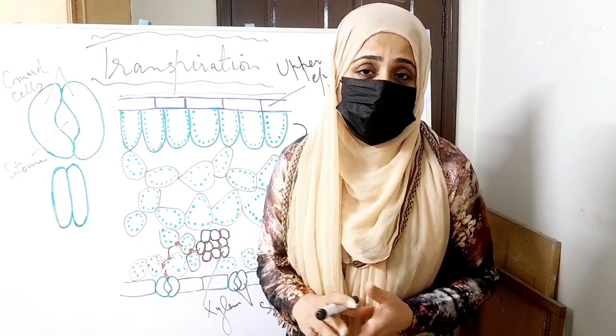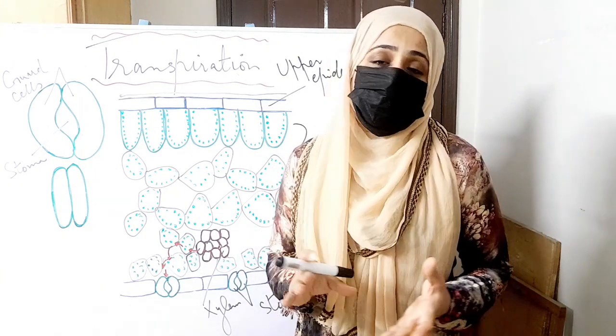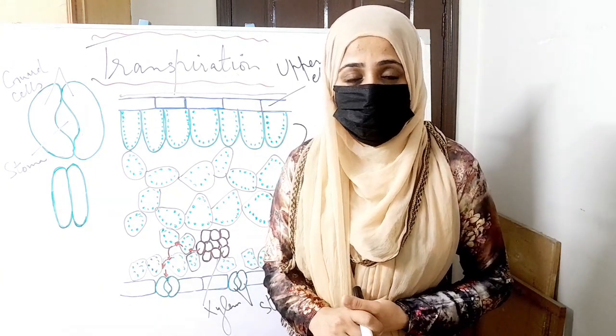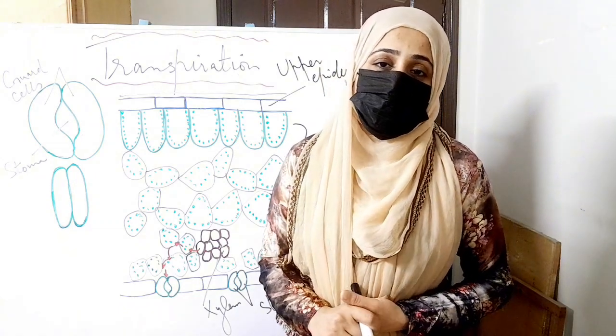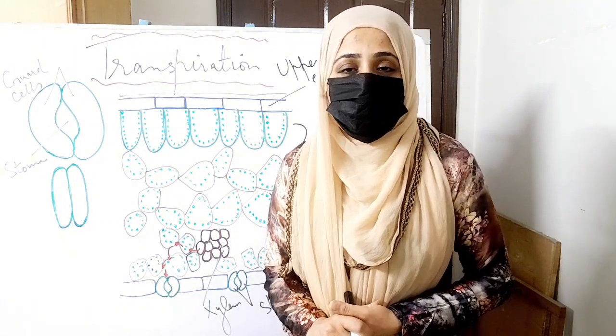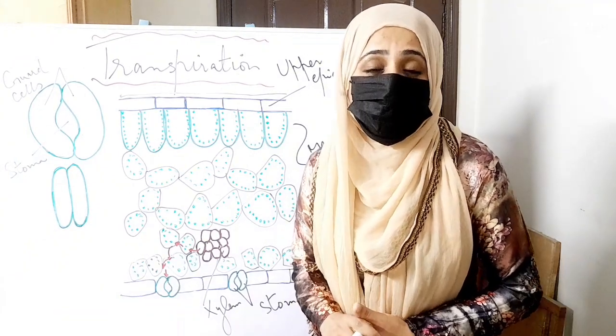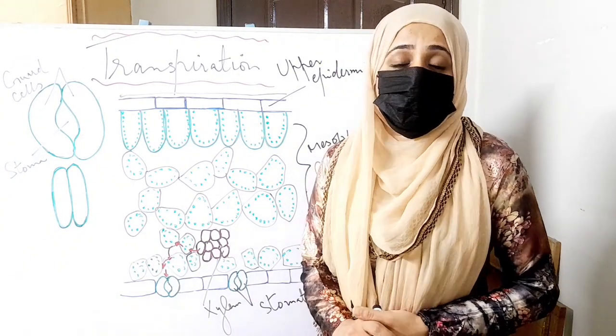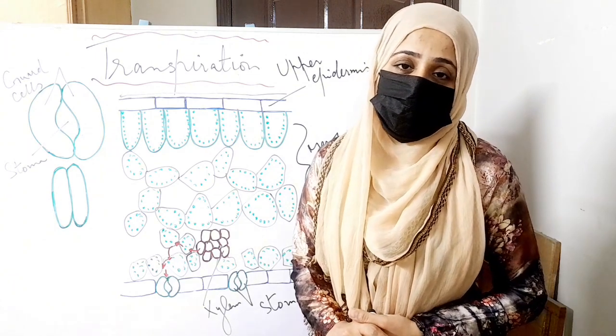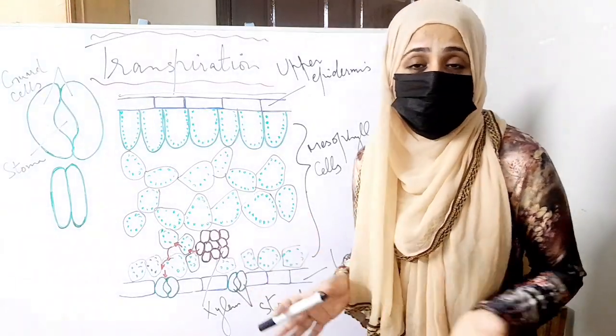The second important function of transpiration is creating the cooling effect in the plants. When water evaporates from the plant surface, it causes the cooling effect. The third most important function of transpiration is this, that it provides the wet surface, and through the wet surface, the efficient gaseous exchange can take place. So these were certain points regarding the transpiration in plants.